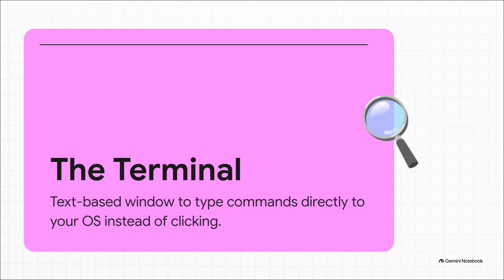Next up in your toolkit is the terminal, which you might also hear called the command line. Now, I know it might look a bit intimidating at first glance, like something out of a hacker movie, but it's actually just a fast, super precise text-based window. You use it to type commands directly to your computer's operating system. Because here's the thing, relying solely on pointing and clicking with a mouse actually limits you. It prevents you from automating repetitive tasks. The terminal empowers you with exact, repeatable precision.